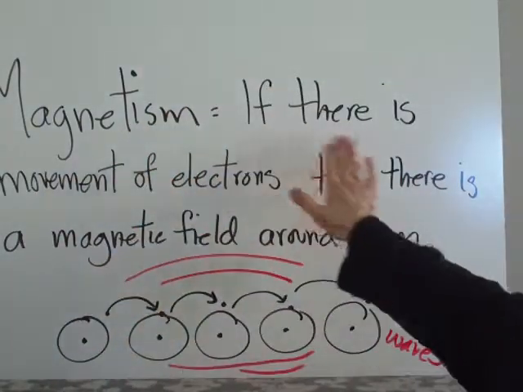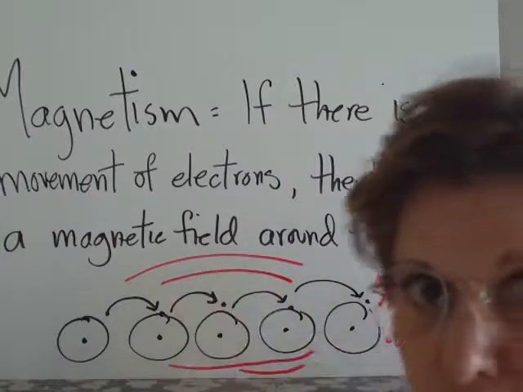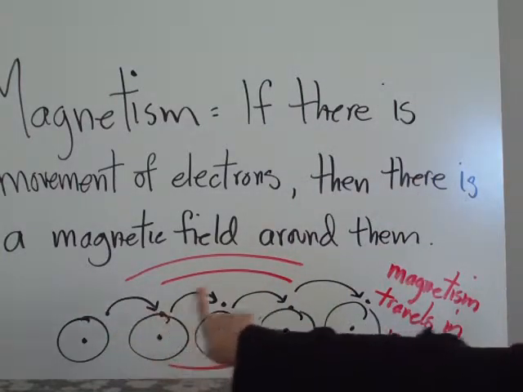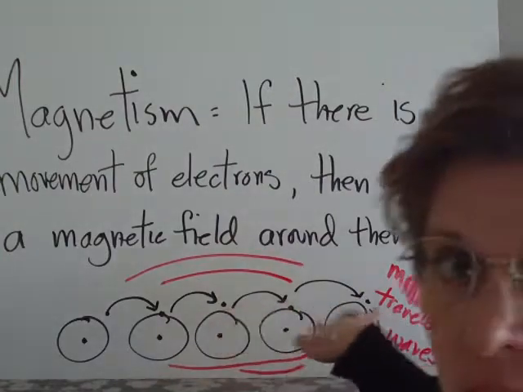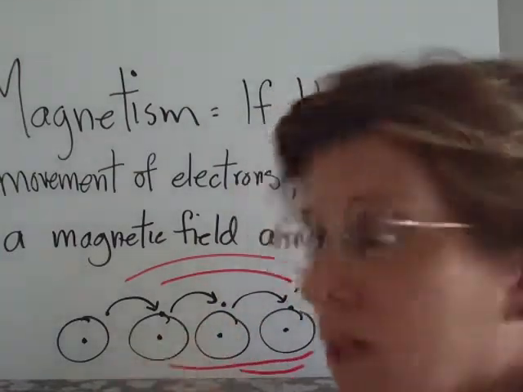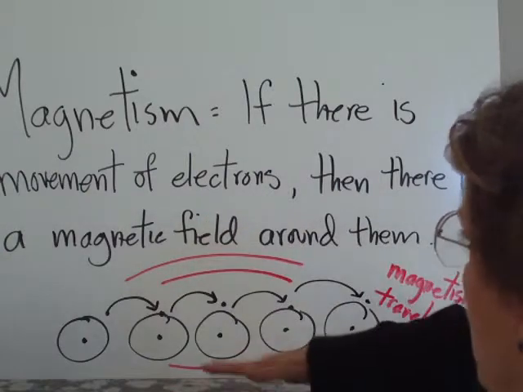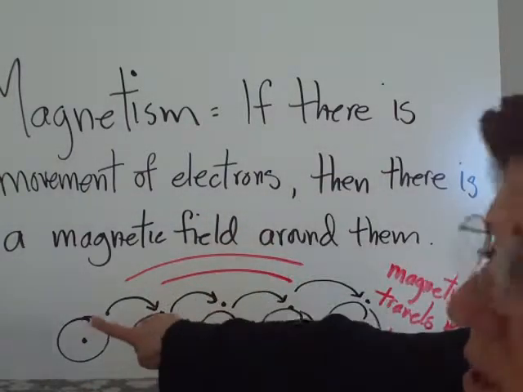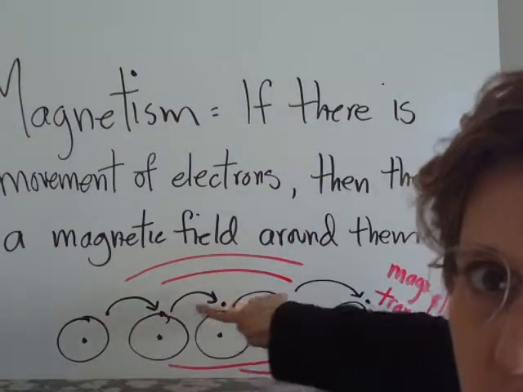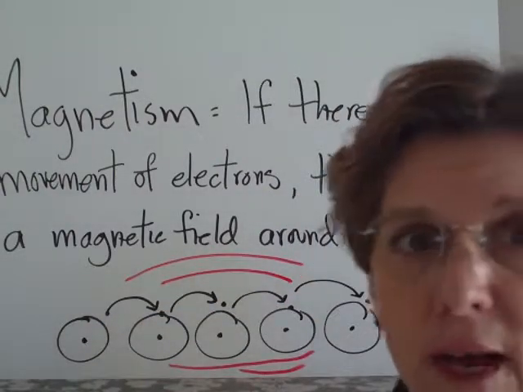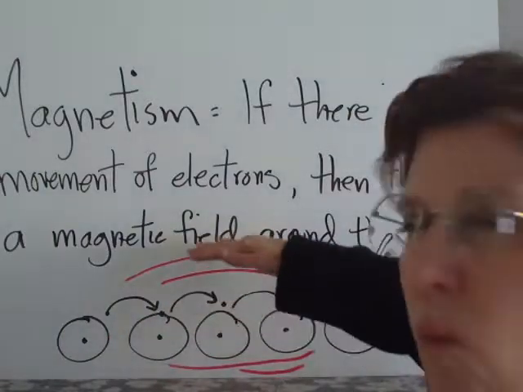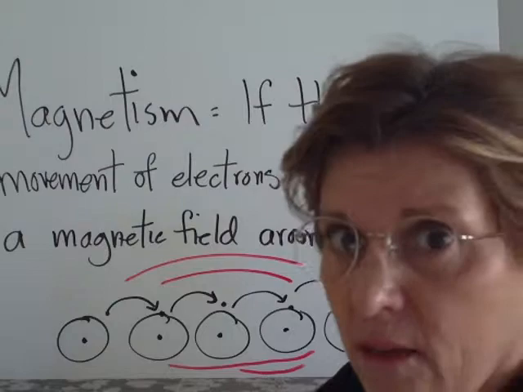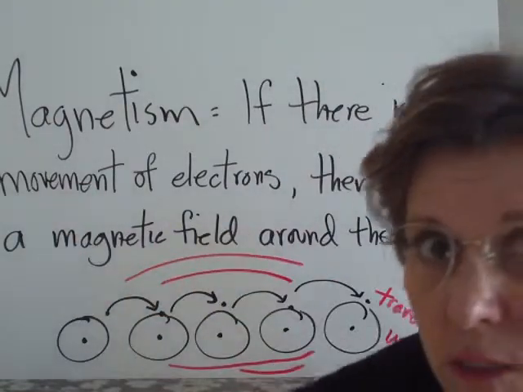Magnetism. If there's movement of electrons, then there's a magnetic field around that movement. So here I have my electrons again, jumping, jumping, and jumping, and jumping, moving along the string of atoms. As they move, it creates a magnetic field. Now, magnetism travels in waves. We have the electron particles just traveling straight ahead. However, we have magnetism, which is more like a wave, more like an ocean wave or a sound wave. That's how magnetism travels in waves.